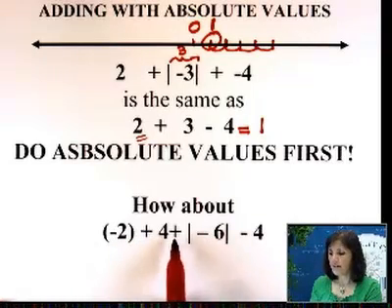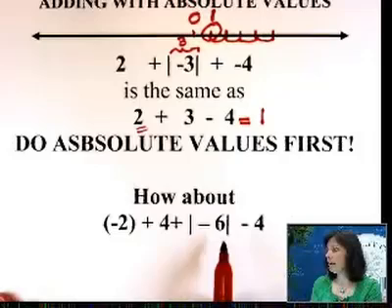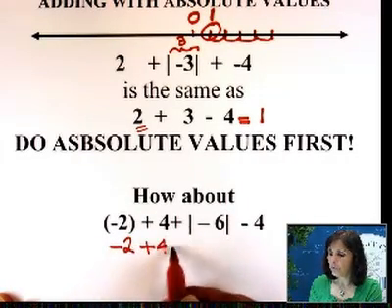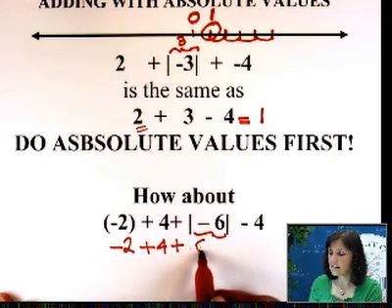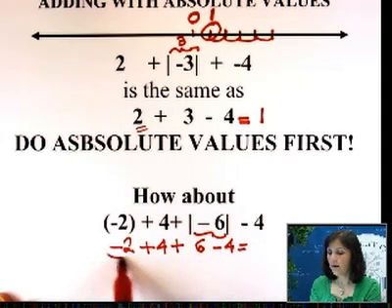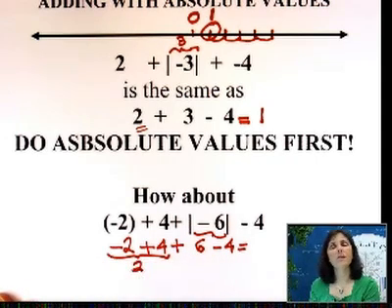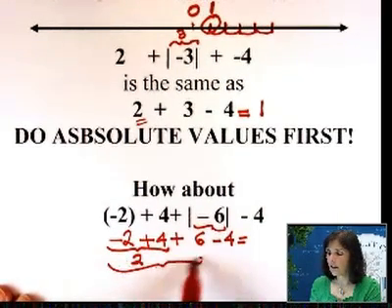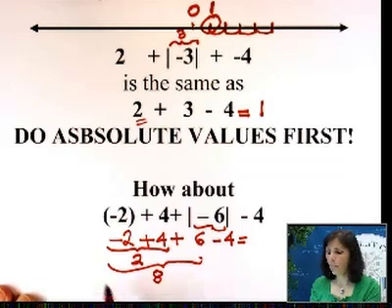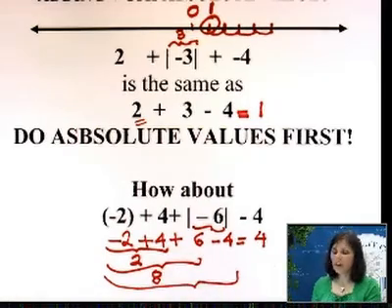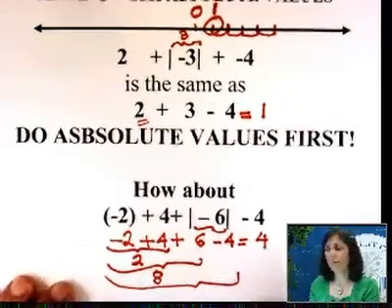Negative 2 plus 4 plus absolute value of negative 6 minus 4. So how does that work? Negative 2 plus 4 plus, you do the absolute value first, 6 minus 4. Guess what? Let's do them from left to right. Negative 2 plus 4, that's 2. You take the difference, and it goes positive. Plus 6, that's 8. And then take away 4, that will give you 4. Okay? So pay attention when you do the absolute values. You do them from left to right, but make sure you do the absolute values first.